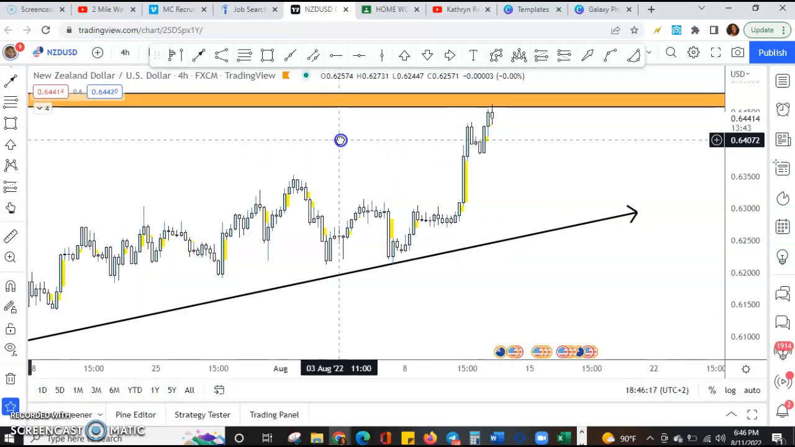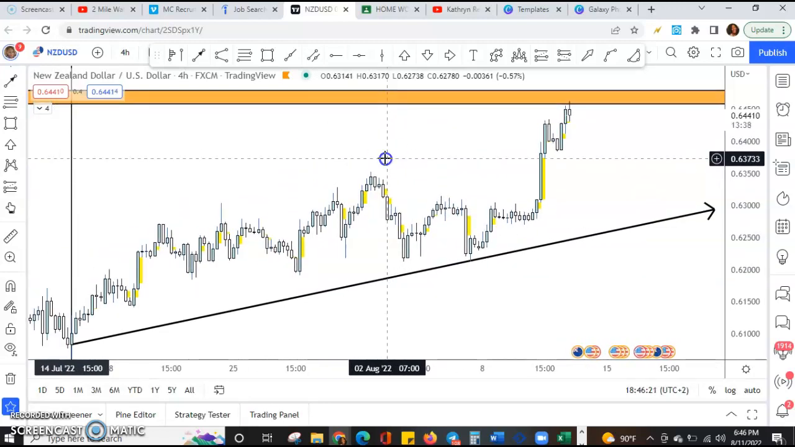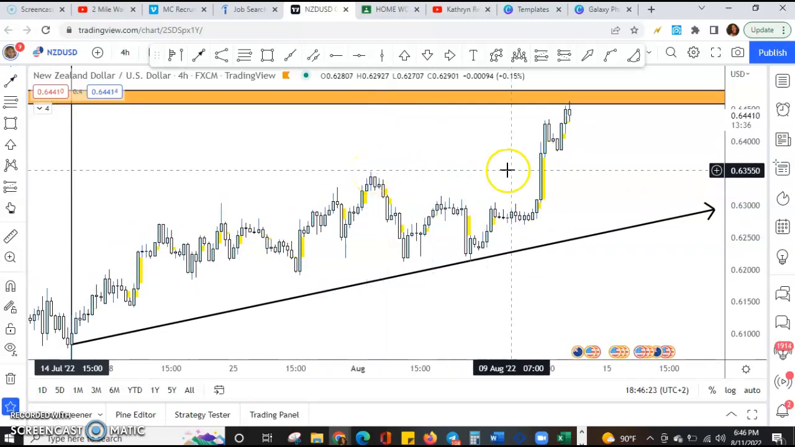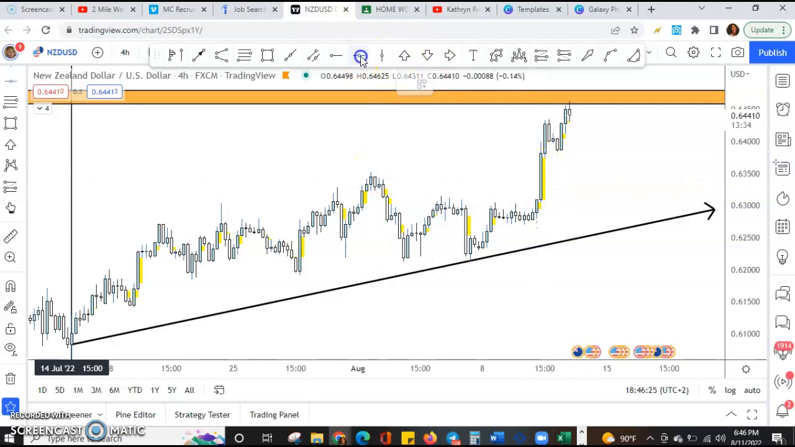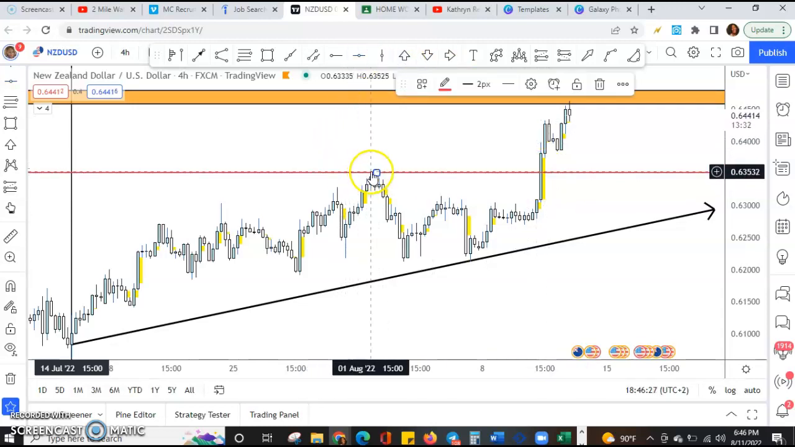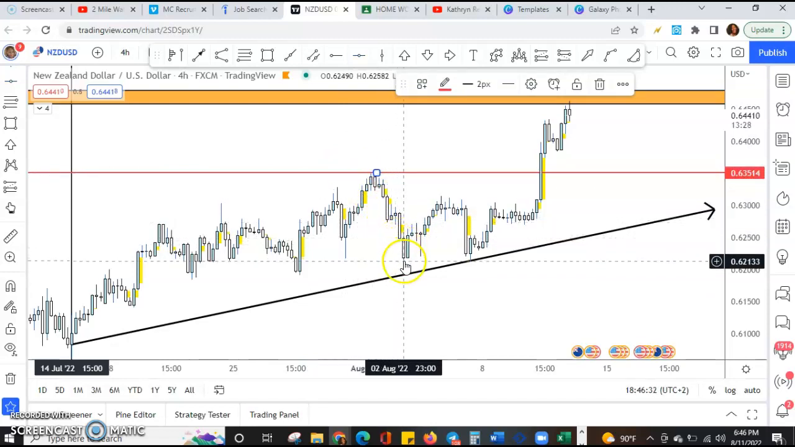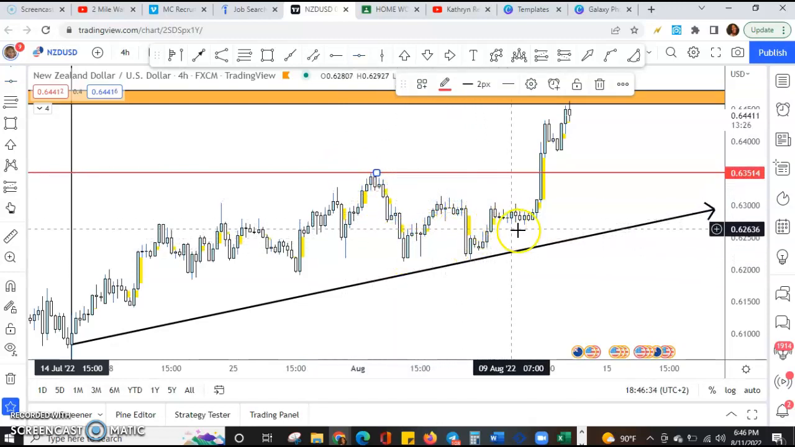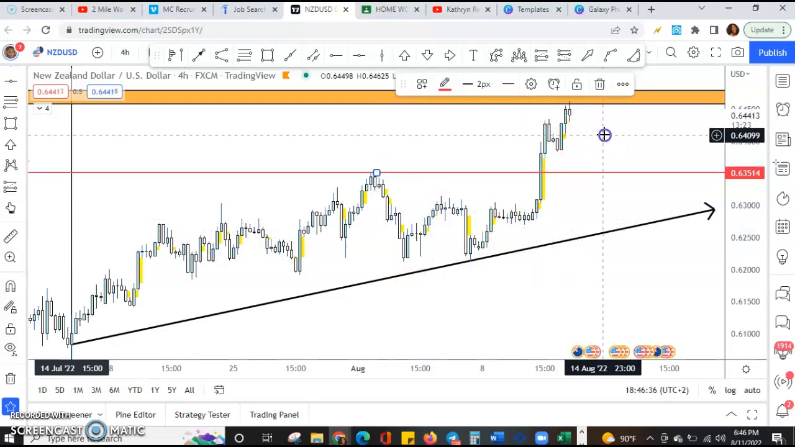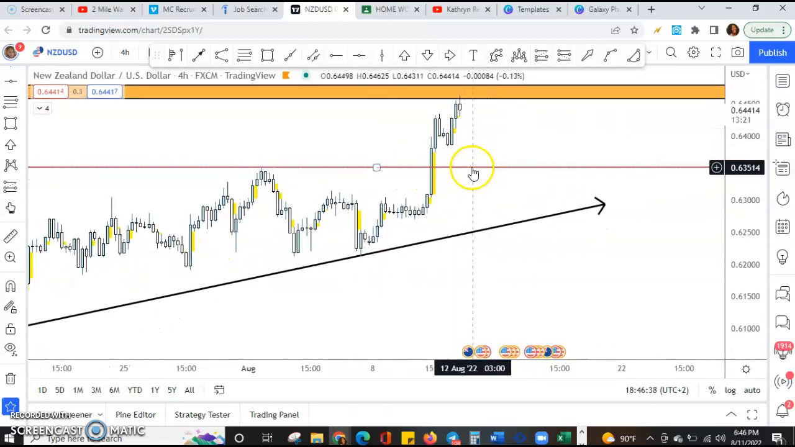So two things that I look for: where was previous structure. This was the previous structure where the market had broken out. How do I know this was previous structure? Because as you can see, this is the highest point where the market pushed down and consolidated before it broke above this area. So there's a possibility that the market could go here.